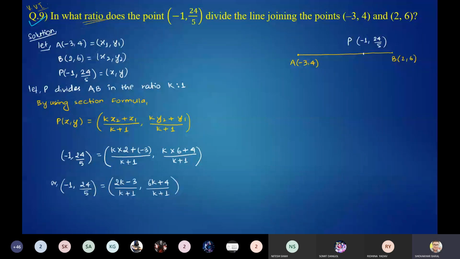So now we need to find the value of k. What to do, how to find the value of k? By comparing the corresponding components, just compare the corresponding components and you can find the value of k.